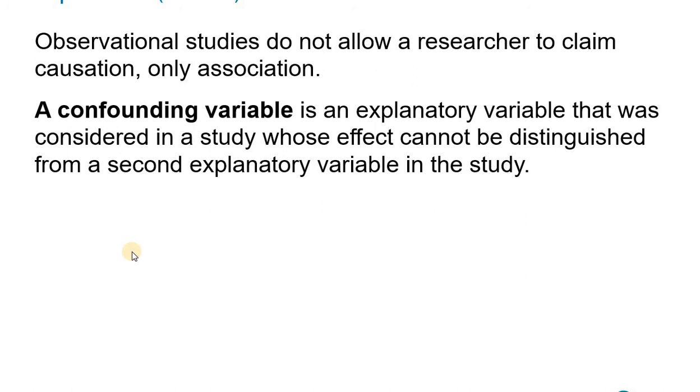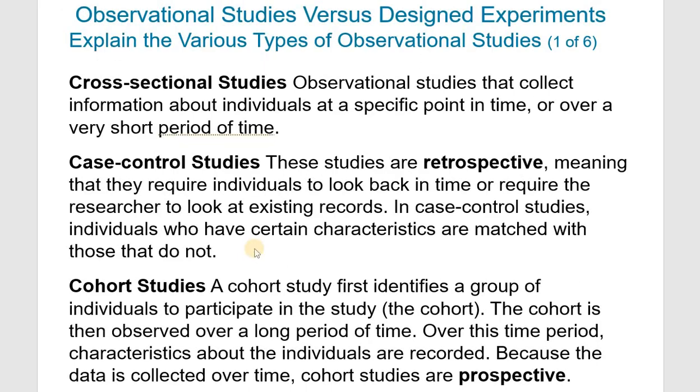A confounding variable is an explanatory variable that was considered in the study whose effect cannot be distinguished from a second explanatory variable in the study. There are many types of observational studies, and here are some of them.